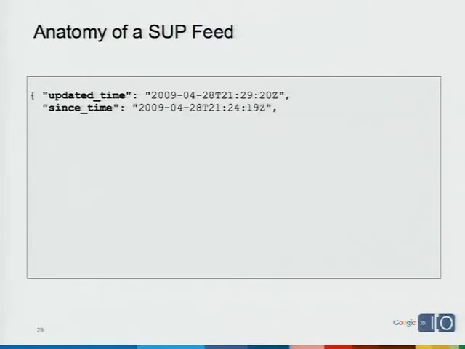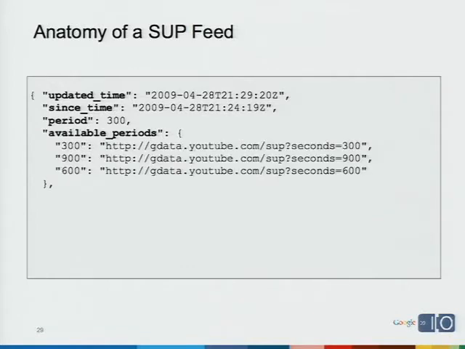We have a since time, and this identifies when the activity conveyed in this SUP feed began, so the beginning of the window that this SUP feed is for. We have a period, which is in seconds, so 300 seconds is 5 minutes, which is the default. Then we have other periods and links to those. But the most important thing is we have updates.